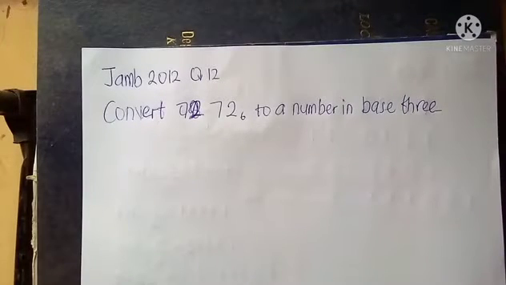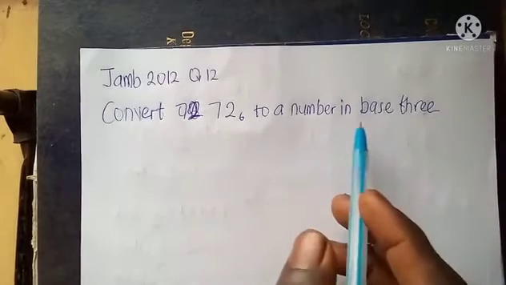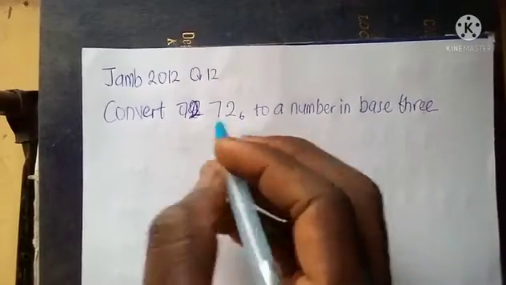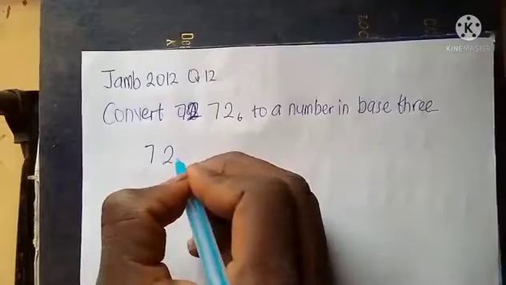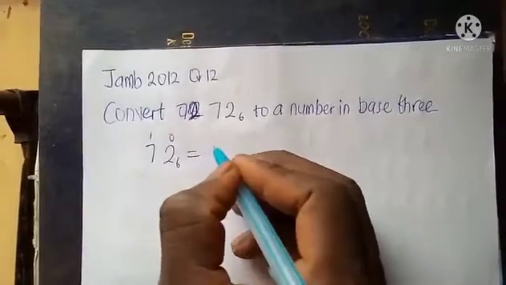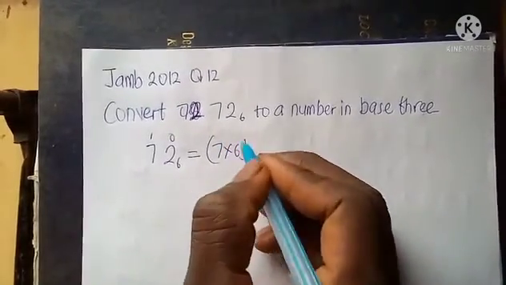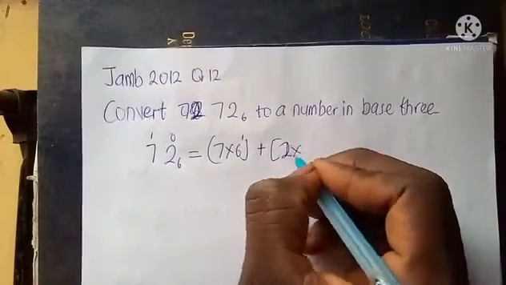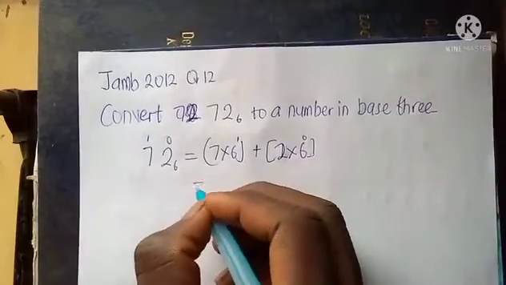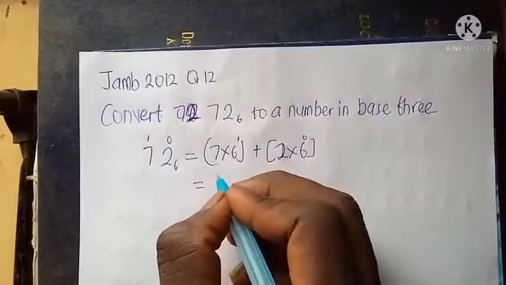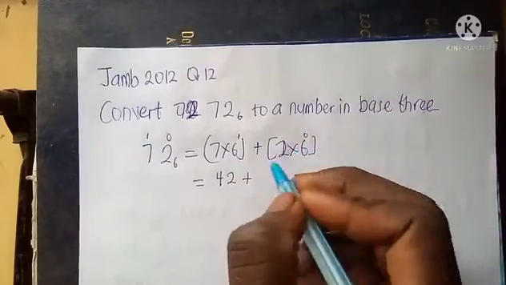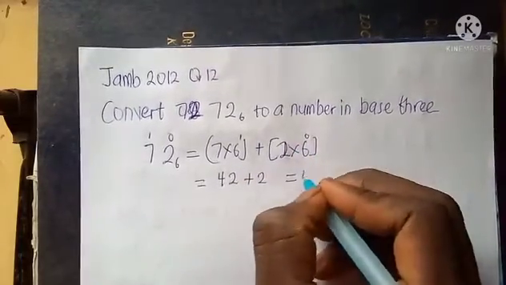Convert 72 base 6 to a number in base 3. First of all, you convert 72 base 6 to base 10. Place values are 1 and 0, so we have 7 times 6 raised to the power of 1 plus 2 multiplied by 6 raised to the power of 0. So 7 times 6 is 42, plus 2 times 6 to the power of 0, which is 1, so that's 2, which is equal to 44.